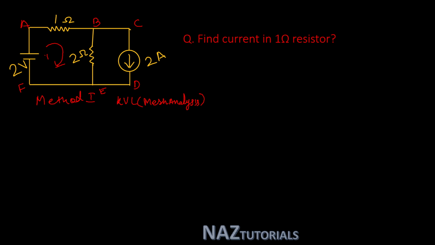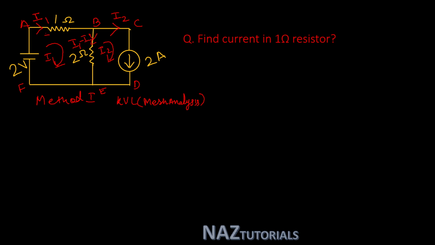This is mesh 1, current is I1. This is mesh 2, current is I2. Then define branch currents. For the 1 ohm resistor, current is I1. For this branch B, C, D, E, assume current I2. For B to E, current is I1 and E to B, current is I2. So the net current is either I1 minus I2 or I2 minus I1. If you select I1 minus I2, then the current direction is B to E.